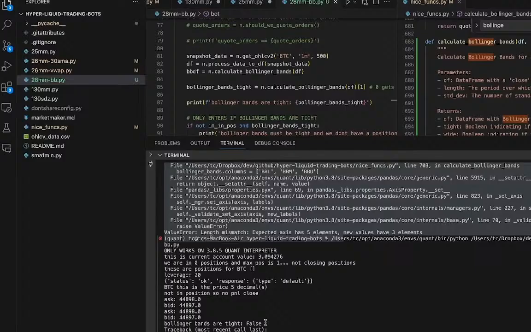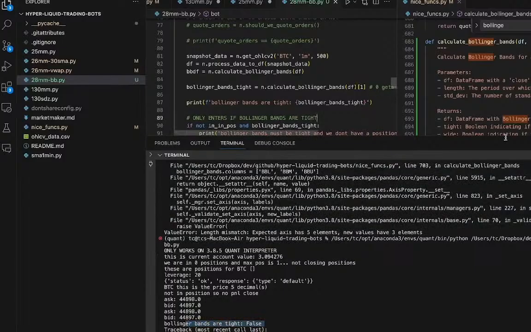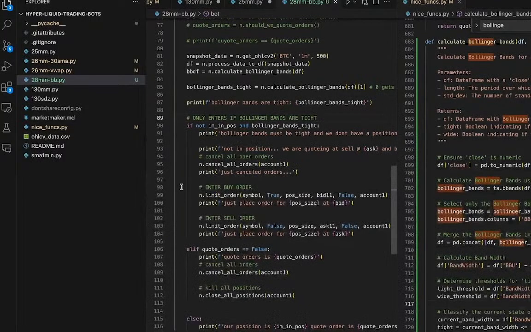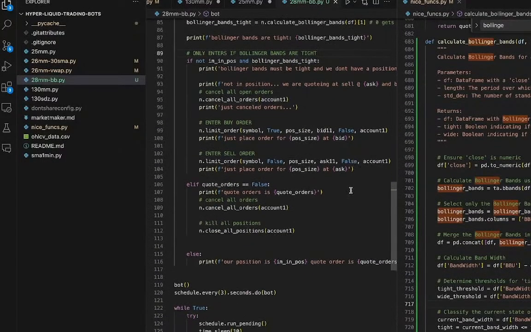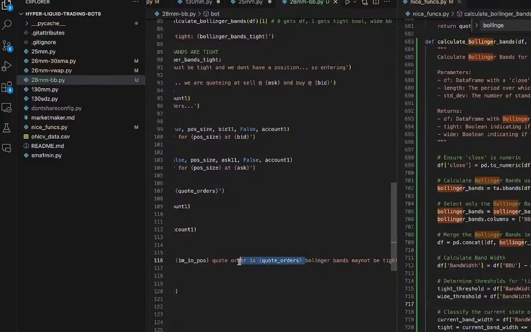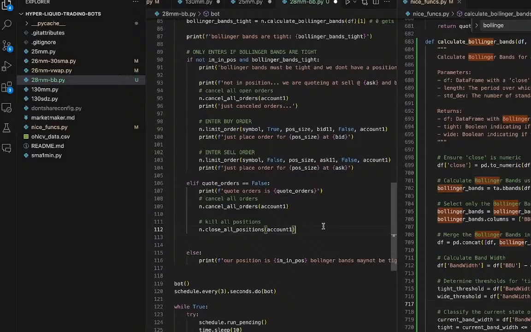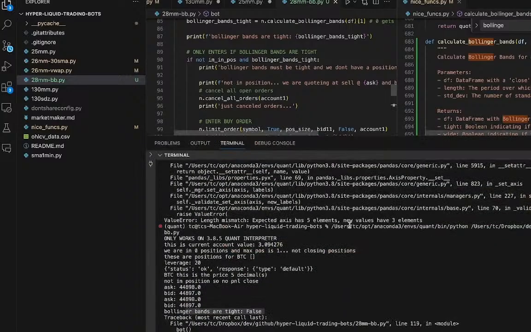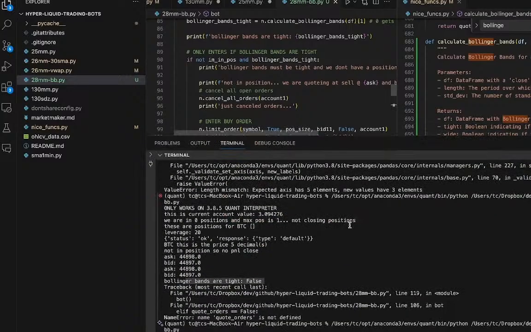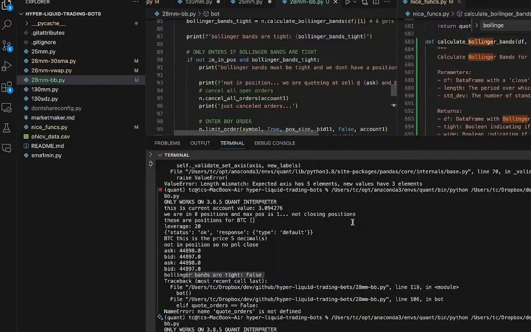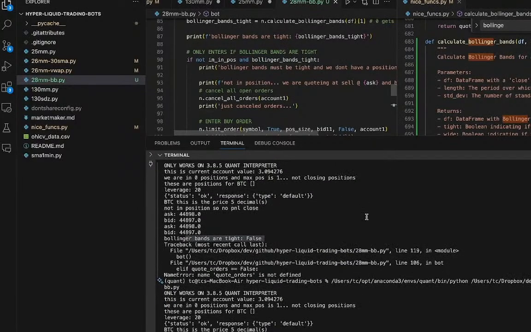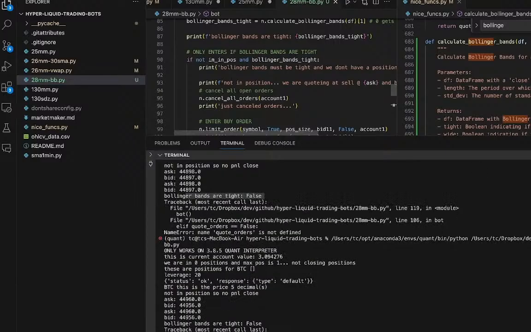Okay, so Bollinger Bands are not tight. You can see that. That's awesome. So we're not going to be market making here. And this just needs to be deleted. And we are essentially done with this bot. So we are essentially going to only market make when the Bollinger Bands are tight.